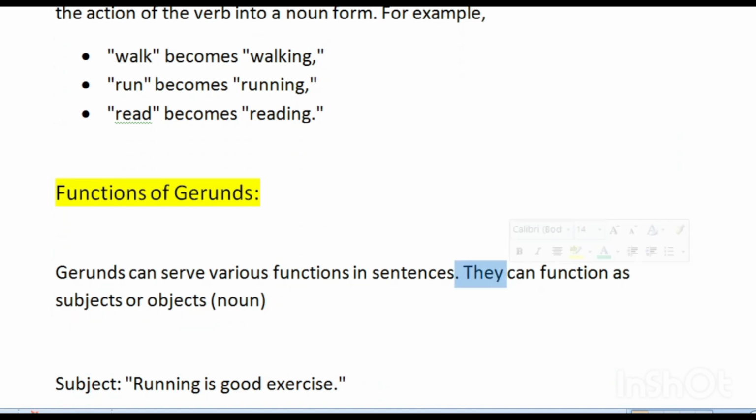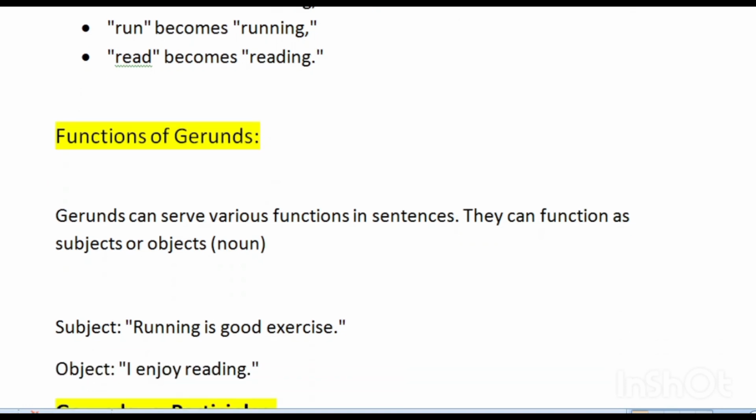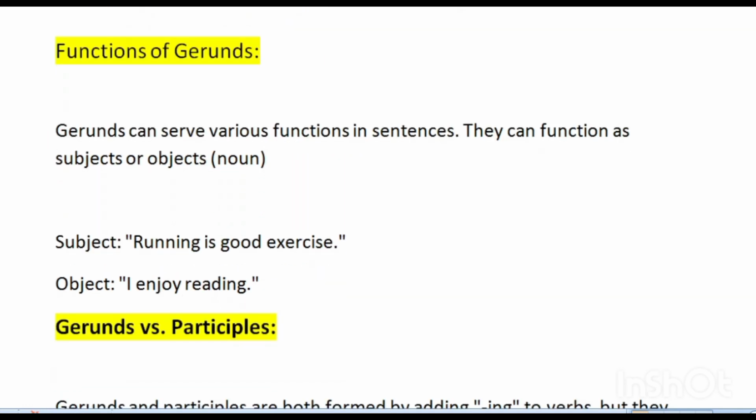Gerunds can serve various functions in sentences. They can function as subject or object, or you can say noun. Got it? We know that subject and object are nouns. Now, subject: Running is good exercise. Now there is a sentence and we used gerund in this sentence. Running is good exercise. Here in this sentence our subject is running and object is exercise. Our verb is a linking verb, right?